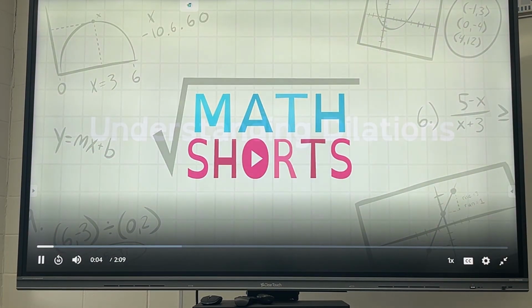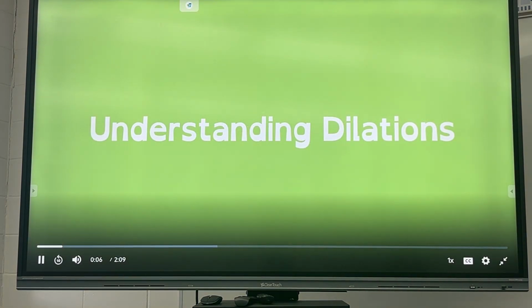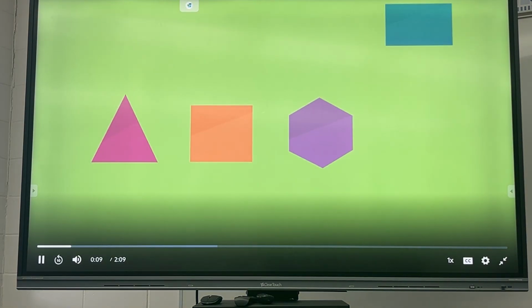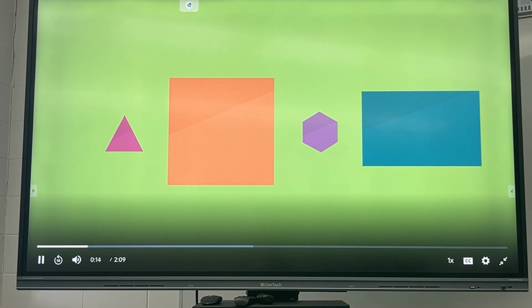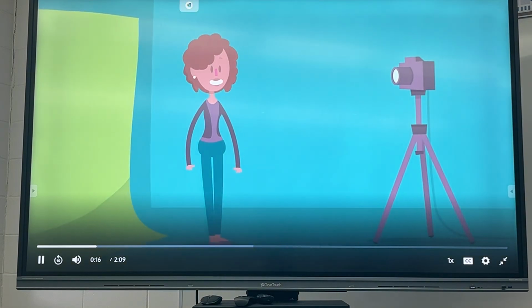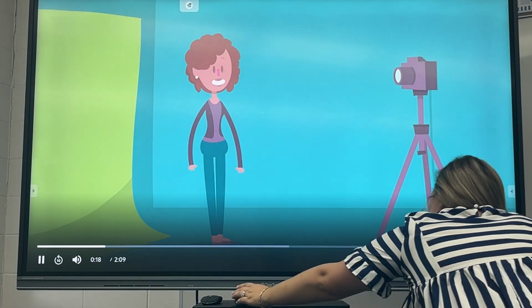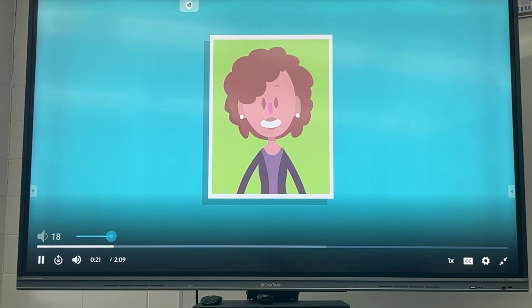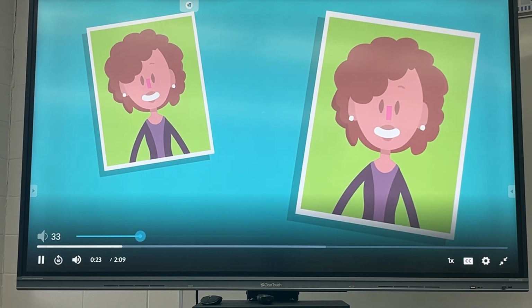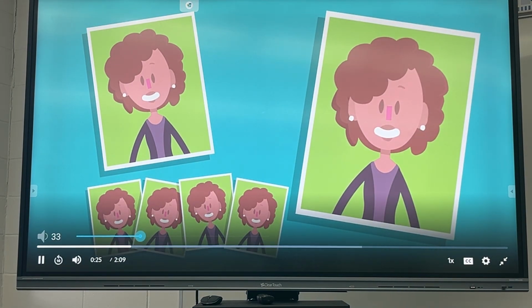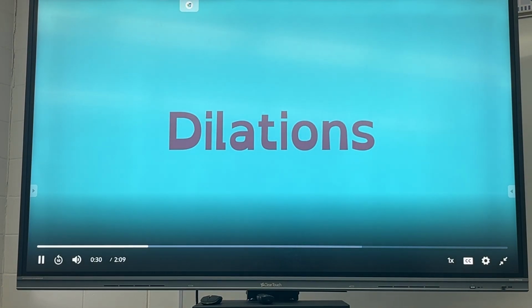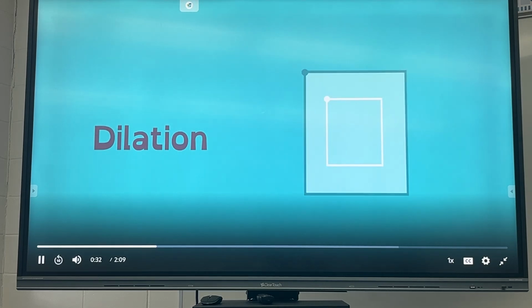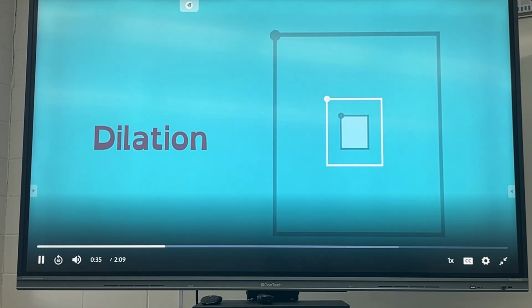Math shorts. Understanding dilations. In math, dilation refers to the process of making a polygon larger or smaller without changing its shape. It's picture day. Kate chooses a package with one photo for her parents, a larger one for her grandparents, and smaller photos for her friends. How can photographers print one photo in different sizes? Dilations. Dilation is where a two-dimensional shape grows or shrinks proportionally from a point called the center of dilation.